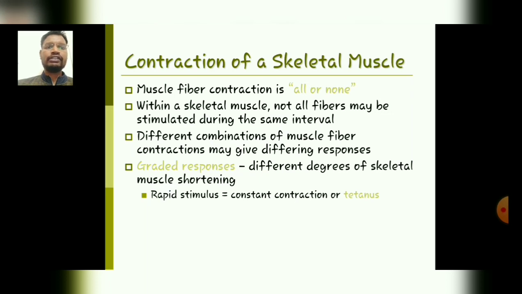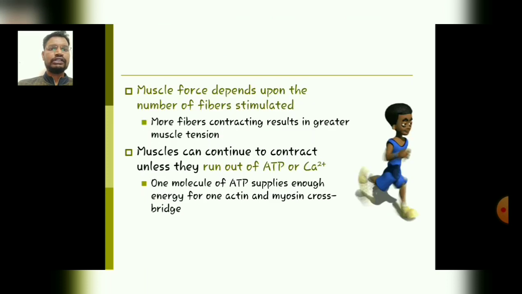Also, there are some different combinations of the muscle fibers which mainly help in the contraction and may give differing responses. And the last is the graded responses, which represent the different degrees of skeletal muscle shortening. Besides this, there is a stimulus which helps in the muscle shortening, which also depends upon the type of the stimulus, and the rapid stimulus helps in the constant contraction, mainly causing a tightening muscle contraction.